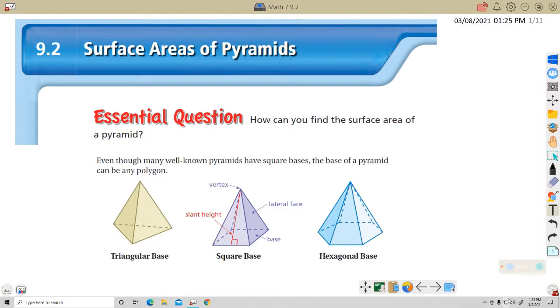What is a pyramid? Oh, those are those big things in Egypt and Mexico. Well, yeah, those are pyramids, but in terms of geometry, they can have any size, they can have any shape base, and then the other faces are going to be triangular. Let me show you here in a second.